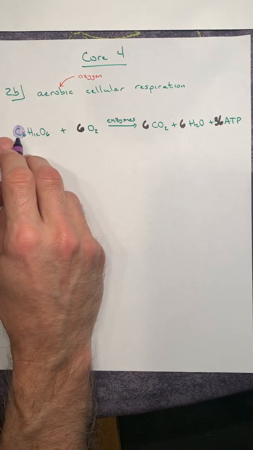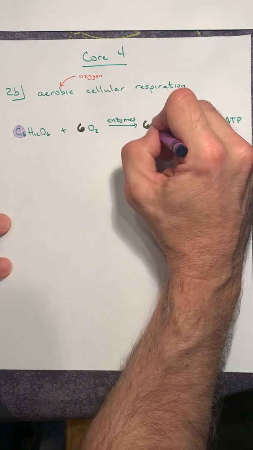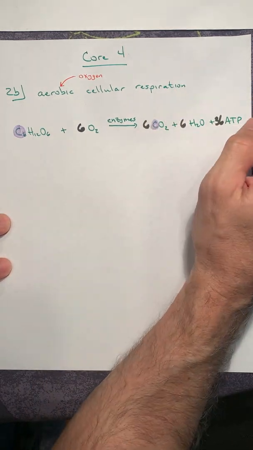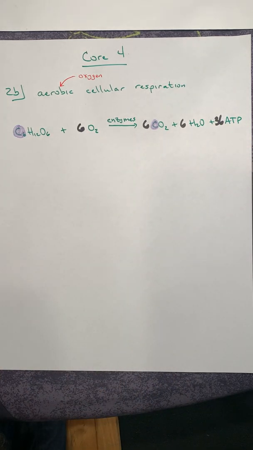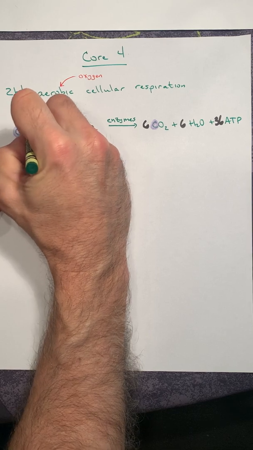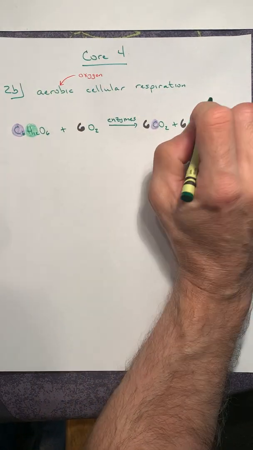So here's my carbon from the macromolecule, and here's my carbon, once again recycling, thus the carbon cycle, ashes to ashes, dust to dust, in the carbon dioxide. And then we did the green for hydrogen. So when you rip the macromolecule apart, that hydrogen ends back up in the water. That's a byproduct.